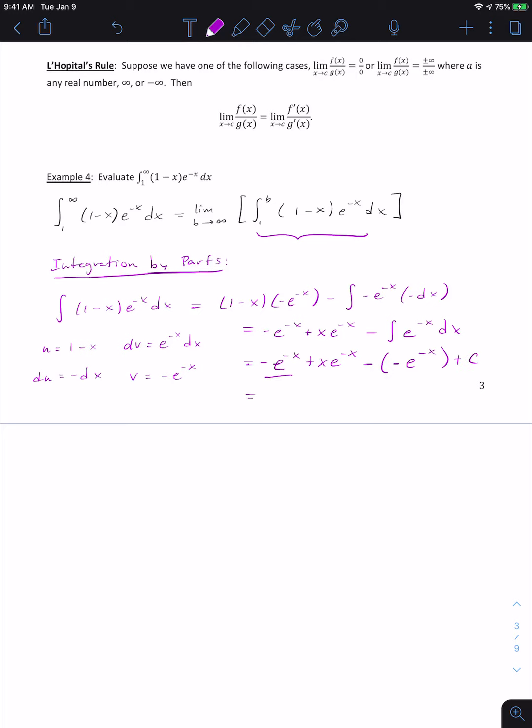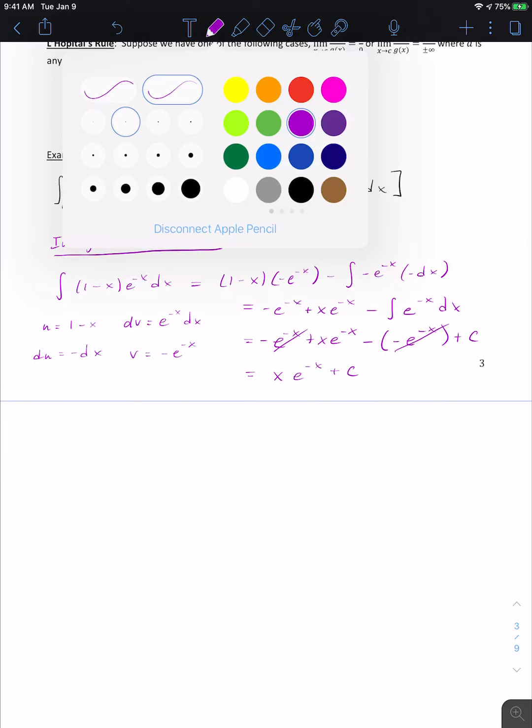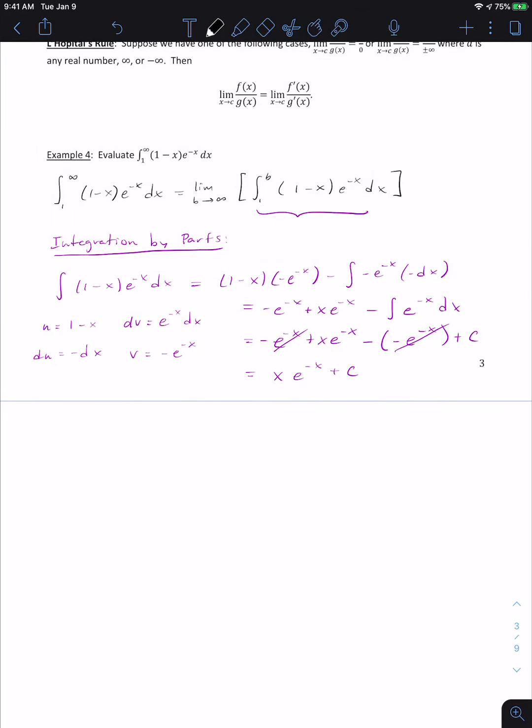So this is a minus, this is a plus, so those are going to cancel out. And I'm left with x e to the negative x plus c. So that was what my integral was. So now let's go back to our work here.